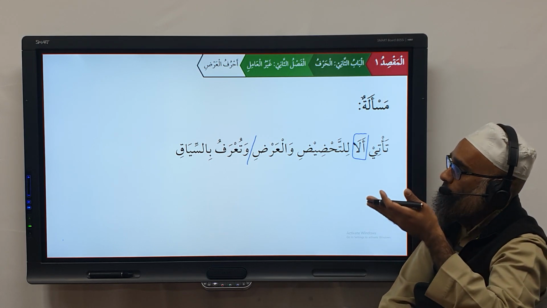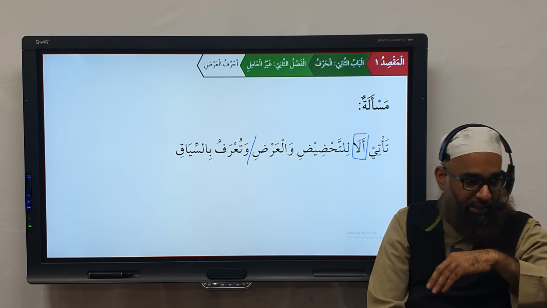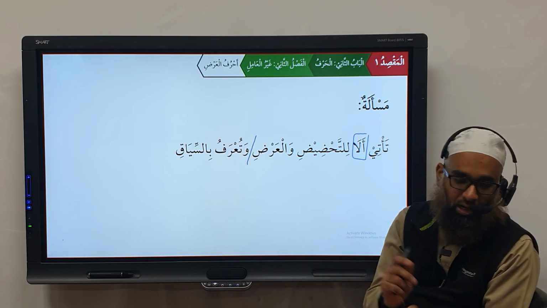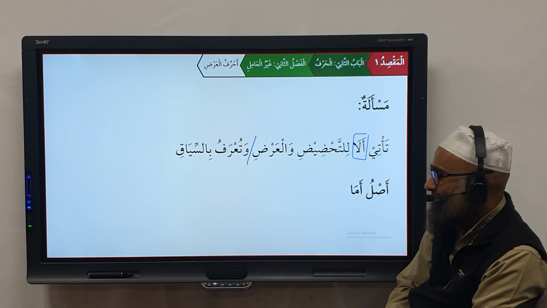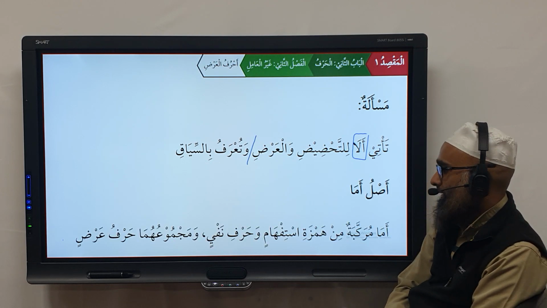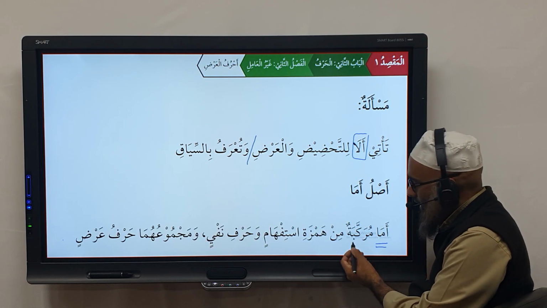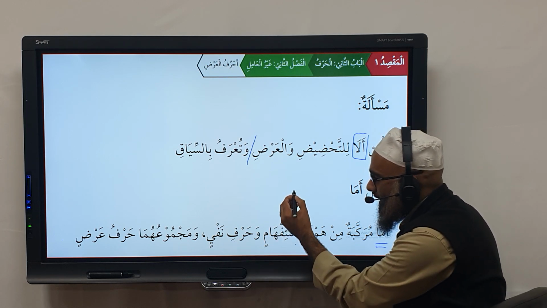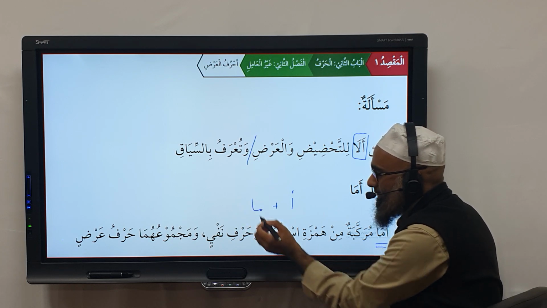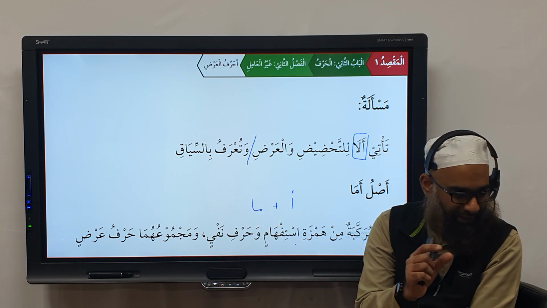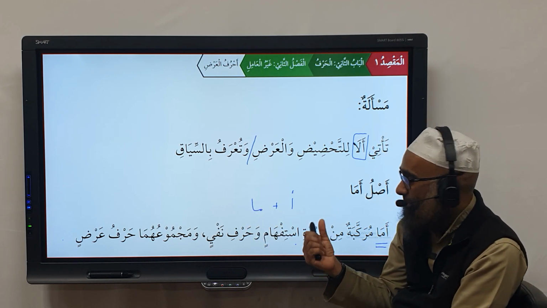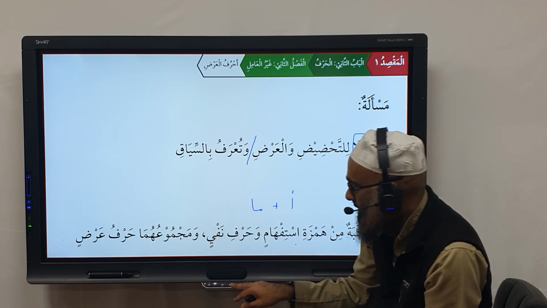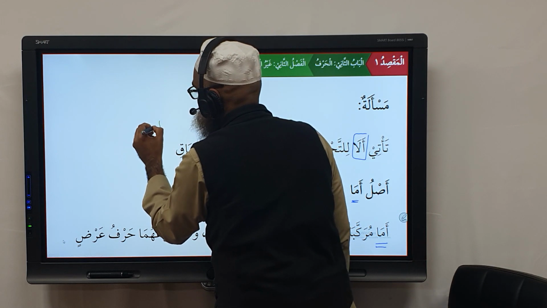So how do we know? وَتُعْرَفُ بِالسِّيَاقِ. This can be understood from the context. When you have the context, you can tell whether it's a tahdid or arض. Okay? The second masala is what? Ama is what? مُرَكَّبَةٌ مِّنْ هَمْزَةِ اسْتِفْهَامٍ وَحَرَفِ نَفْيٍ. A plus ma. So when you see in some books, some might not mention it, some do mention it, it's because you have two types of particles. One is called basit.